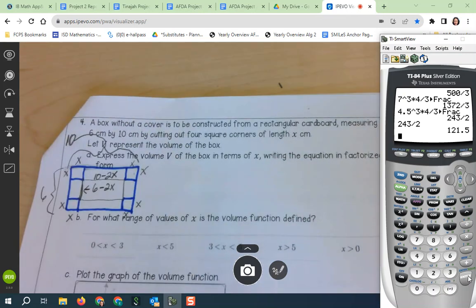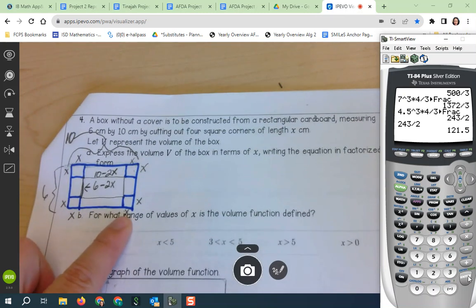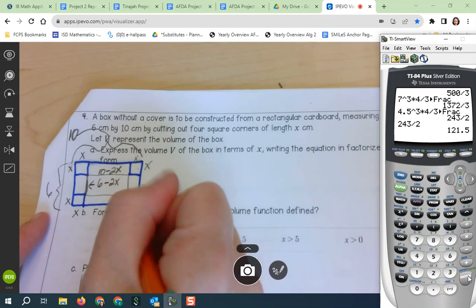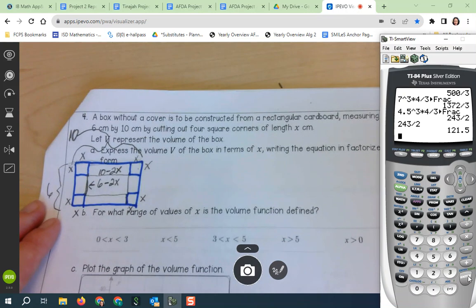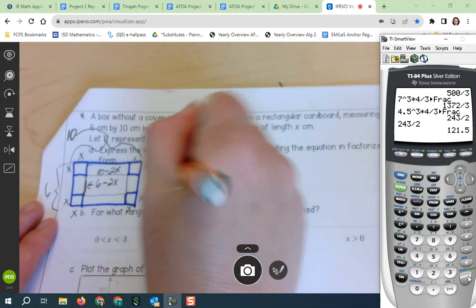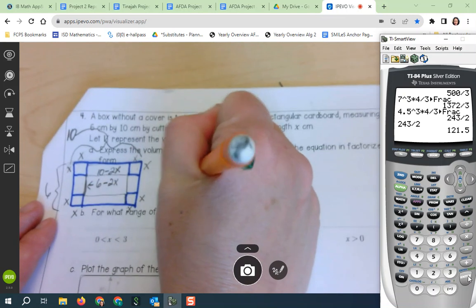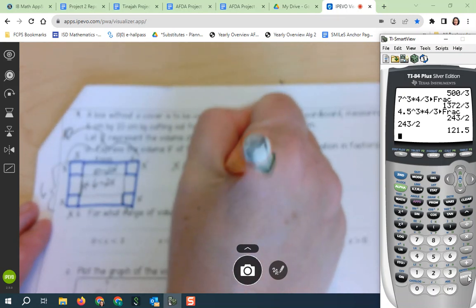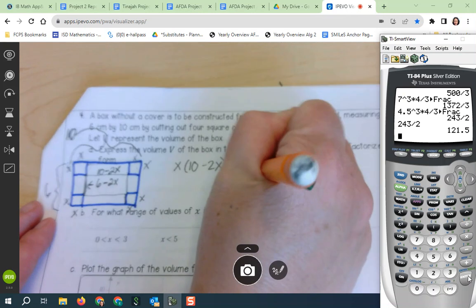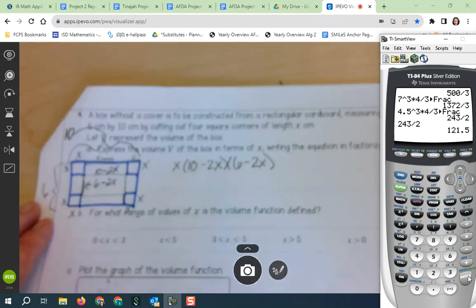All right, so I know the length and the width of the box. What's going to be the height of the box once I fold those up? What do you guys think? Sophia suggests x. When I fold those up, will the height of the box be x? I think you were right the first time. When I fold this up, this here is going to become the height of the box, right? And that's a length of x. So it's going to be x for the height times 10 minus 2x for the width times 6 minus 2x for the length, and that would be your volume.